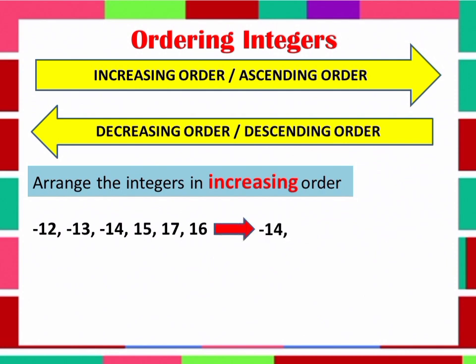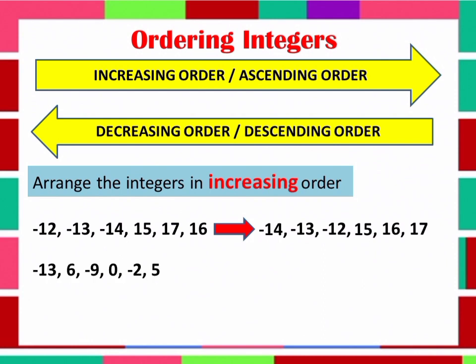Ma'am, bakit negative 14 at saka hindi negative 12? Kasi yung negative 14 ay nasa left side ni negative 12. Next is negative 13. Next is negative 12, 15, 16, and 17. So, ganyan po kapag nag-a-arrange ng integers in increasing order.